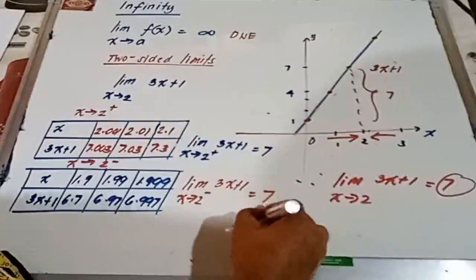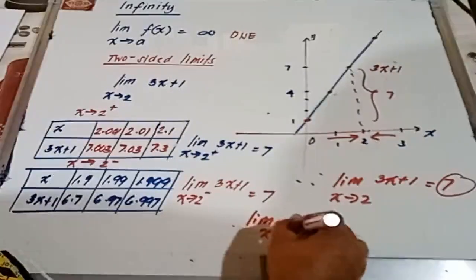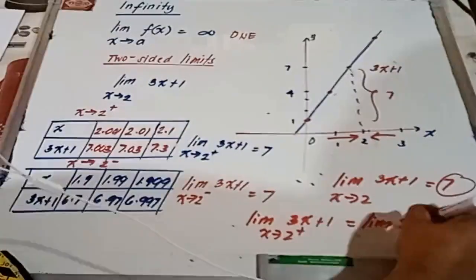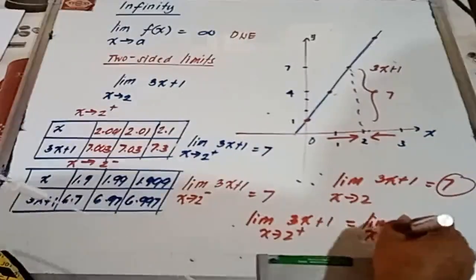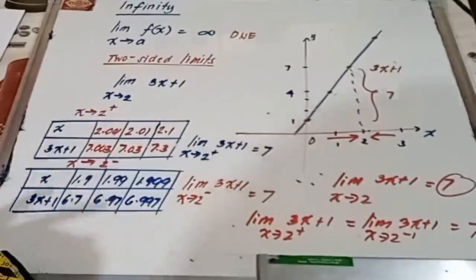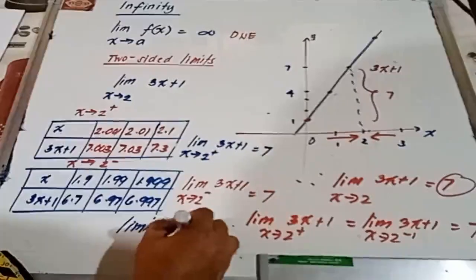Because limit of 3x plus 1 as x approaches 2 to the right is equal to the limit of 3x plus 1 as x approaches 2 to the left. Both equal to 7. So, therefore, we can say that limit exists.